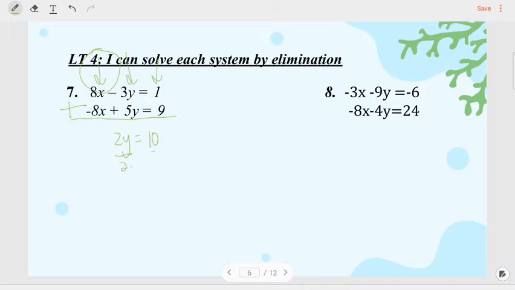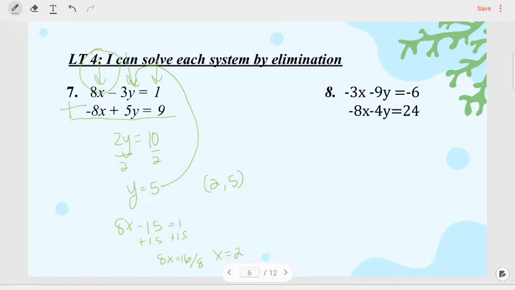To solve for y, I'm going to divide by 2. y is equal to 5. I'm going to go ahead and plug it back into y. 8x minus 3 times 5 is 15 equals 1 plus 15. 8x equals 16, divided by 8. x is equal to 2. So my final answer for 7 is (2, 5).